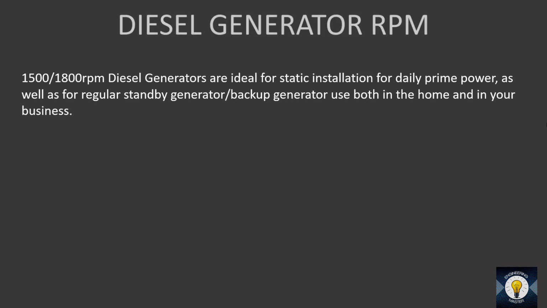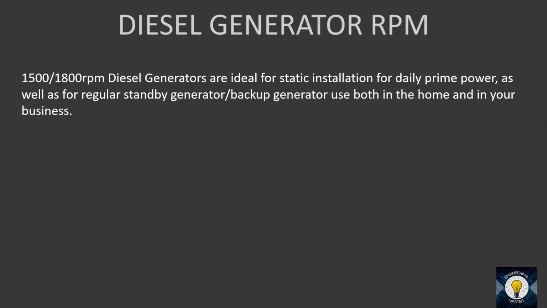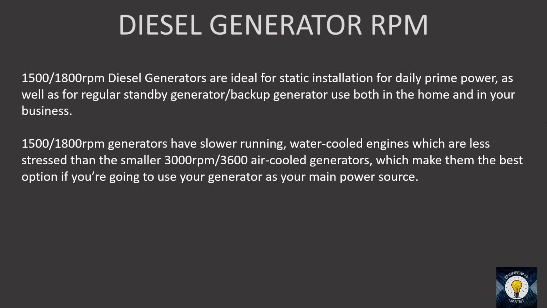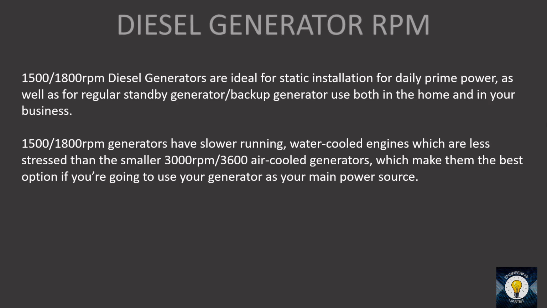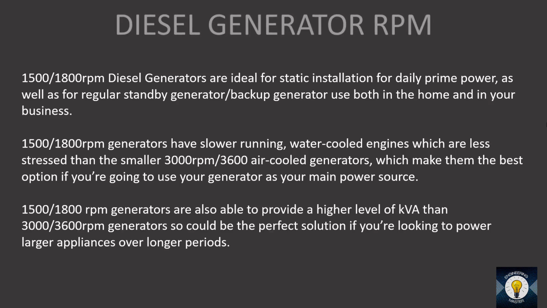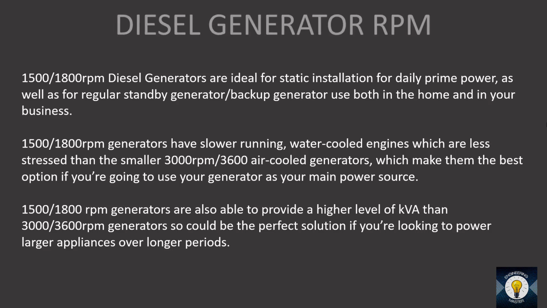So this 1500 or 1800 RPM generators are ideal for static installation for daily prime power as well as for regular standby generator or backup generator. This 1500 RPM machine is a slower running water cooled design. So it will have less stress compared to a 3000 or 3600 RPM air cooled machine. This will make it the best option as your main power source. These 1500 RPM machines can generate higher kVA than 3000 or 3600 RPM generators, which makes them an ideal solution to power larger appliances for longer periods.